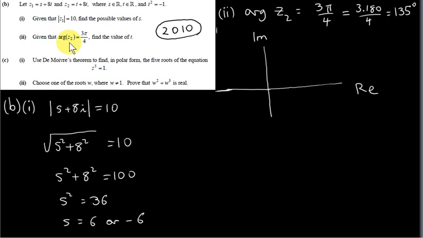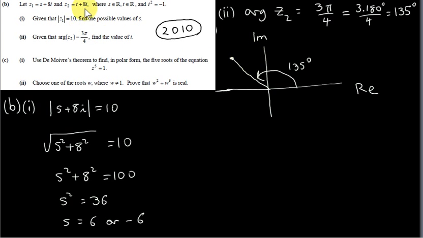Given that the argument of z2 equals 3 pi over 4, find the value of t. So the argument of z2, or arg of z2, is 3 pi over 4 in radians. We can convert that to degrees if you like. Pi radians is 180 degrees, so 3 pi over 4 radians is going to be 135 degrees. So the complex number must be in this quadrant here, because we want the angle from the positive real axis to this line to be 135 degrees. We measure anti-clockwise from the positive real axis, so the complex number must be in this quadrant.